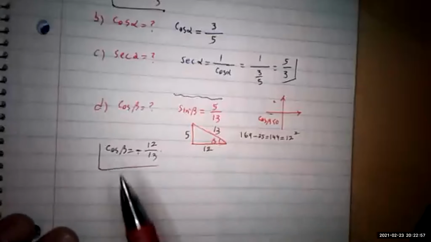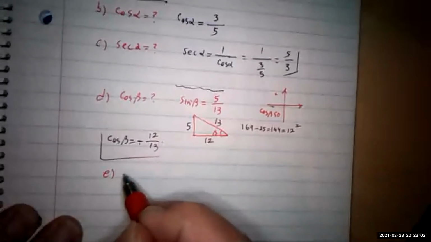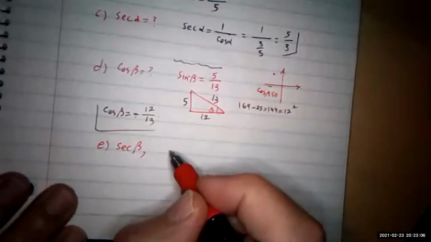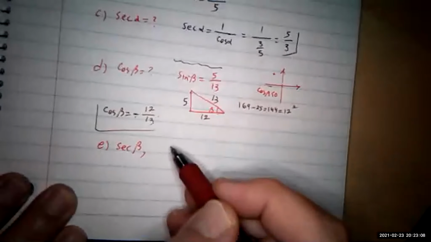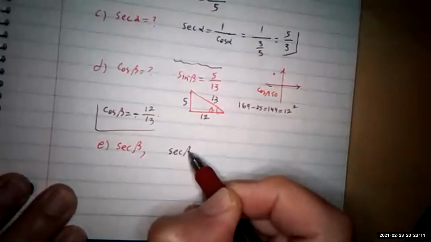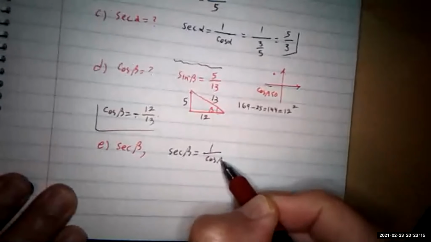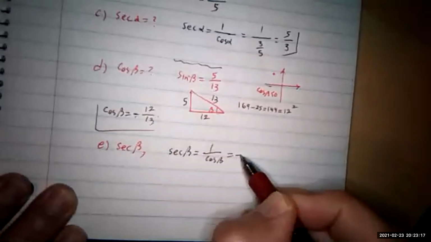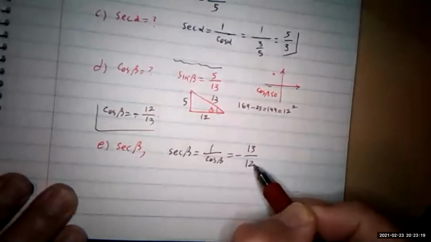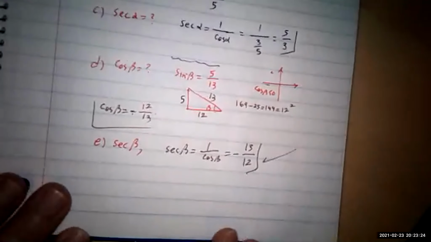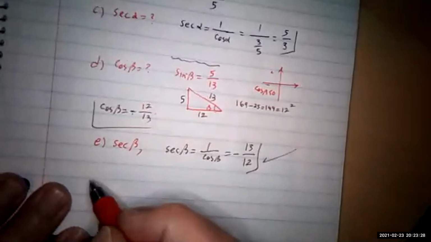Then we have part E, which is secant. Secant of beta. You know that the secant is the reciprocal of cosine. We already got the cosine, so it's the negative of 13 over 12. And then we're done. Okay, any question?